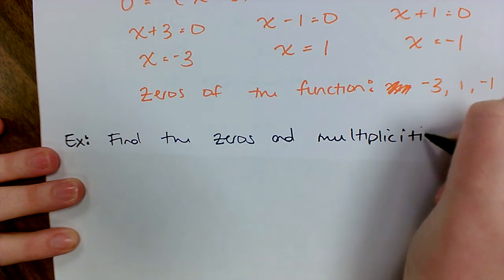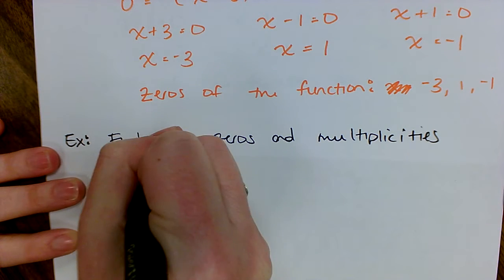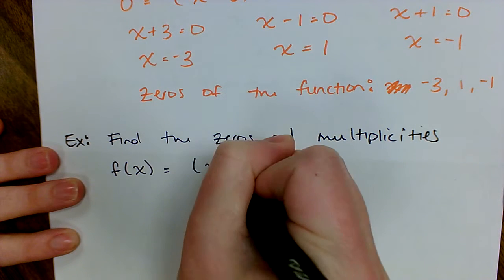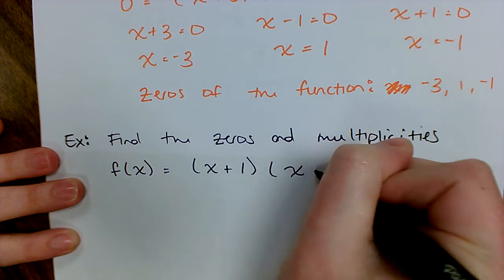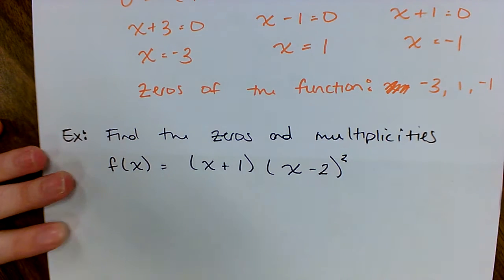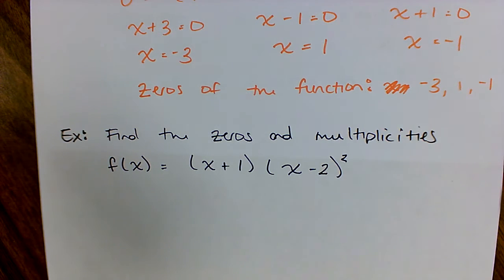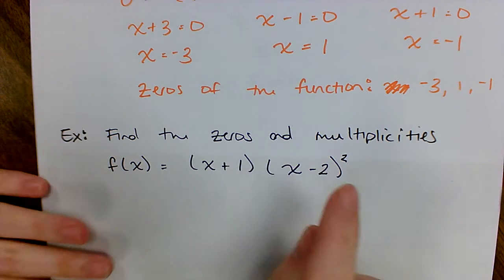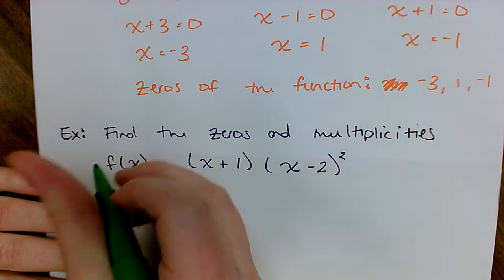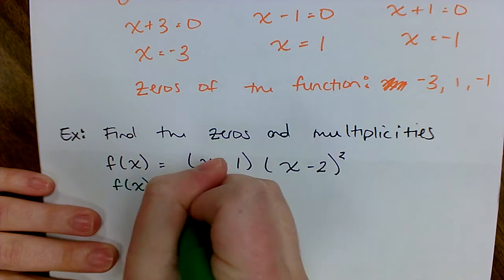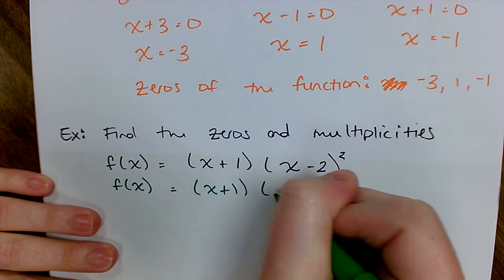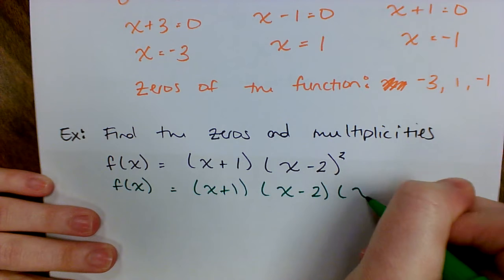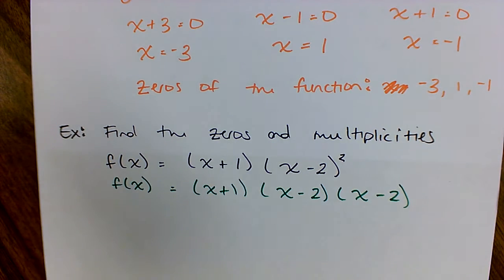Find the zeros and the multiplicities. f of x equals x plus 1 times x minus 2 squared. So looking at this, notice I have x minus 2 squared. So that's the same thing as f of x equals x plus 1 times x minus 2 times x minus 2. So if I want to find the zeros of this, remember we set our function equal to 0.